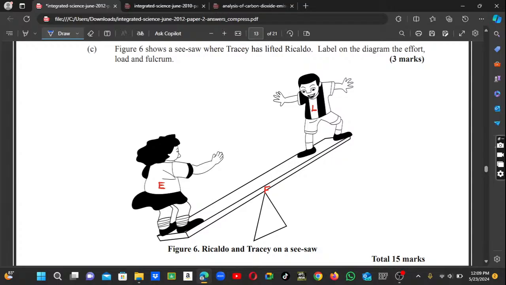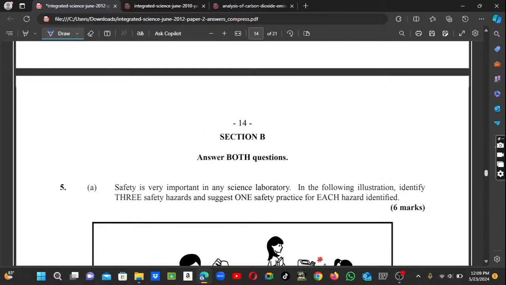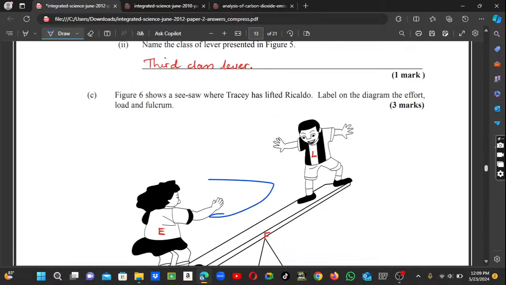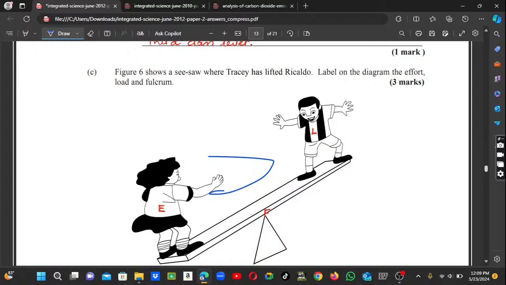All right, so here, guys, you can see this boy and this girl on a simple lever, and on one side we have more load, and on the other side we have less load. So as you can see what's going on between these points, let's see what the question asks between Racaldo and Tracy. There says in figure 4 that we need to label the load.